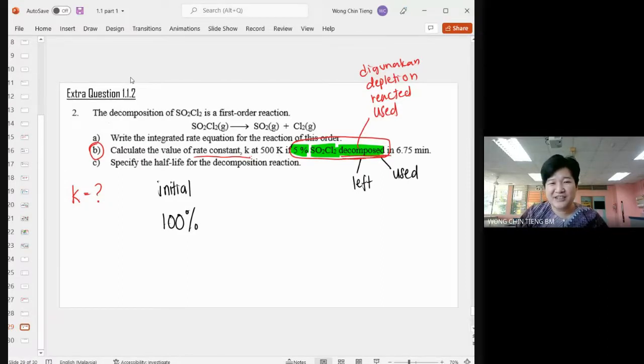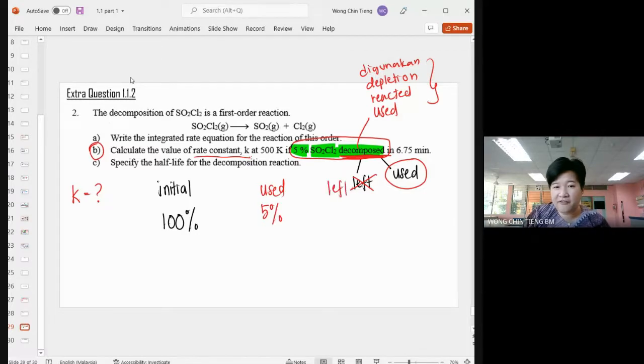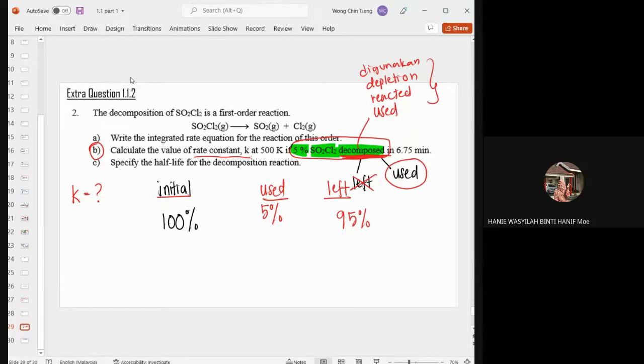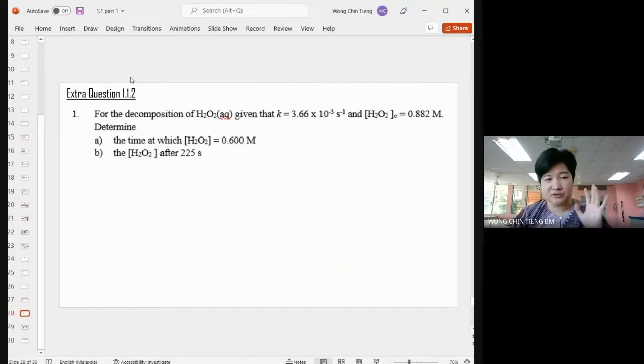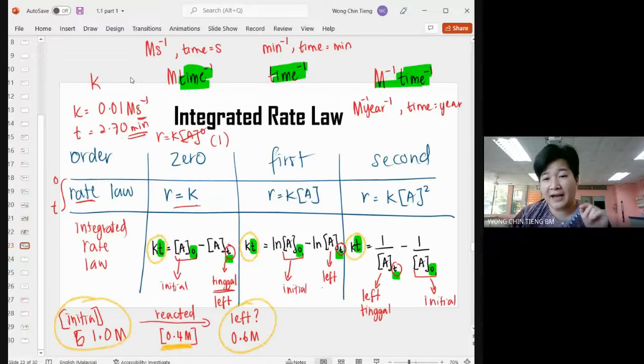Okay, so decomposition is this. So the 5% is the one that use. Okay, so we use 5%. How much is left? Simple mathematics. Betul? 95. This is initial. This is the one left. See the difference? So, formula tak susah. Formula tak pernah susah. Formula tu senang je. Senang-senang pun kamu kena hafal lah. Okay? Formula tu senang, kamu hafal lah.